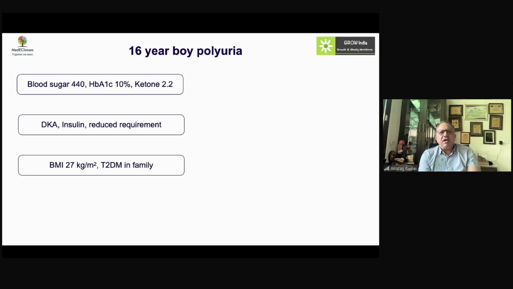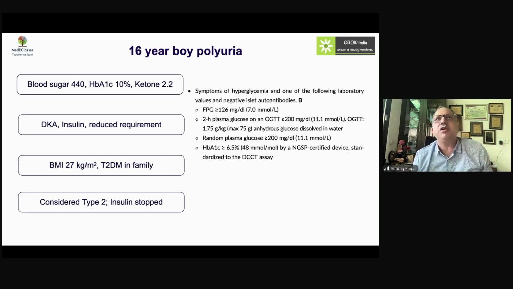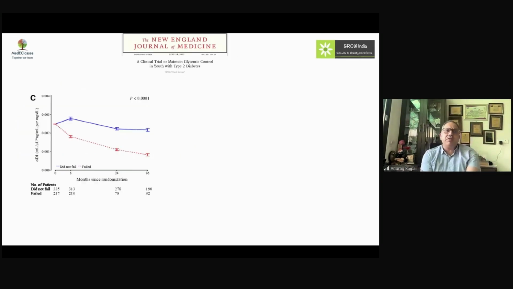on insulin with now reduced requirement. BMI is 27 kg per meter square, type 2 diabetes in family. Now this child was considered type 2 diabetes and insulin was stopped. This is something which is common but should be avoided, because obesity is becoming more common in the population. Don't think that every obese diabetes has type 2 diabetes. It's very essential to do a GAD antibody, and only if the GAD is negative, autoimmunity is negative, should we really consider this to be a case, and insulin should ideally have been continued.